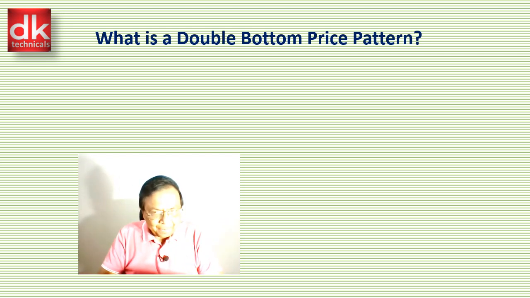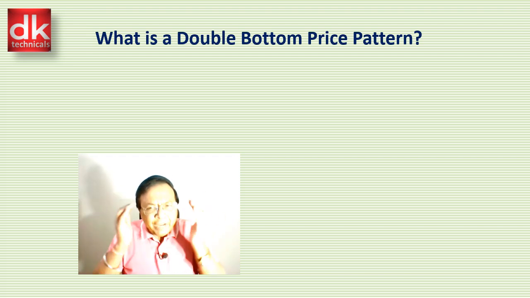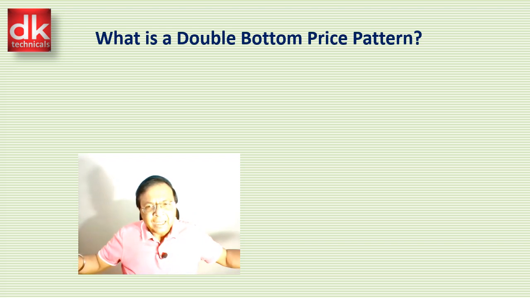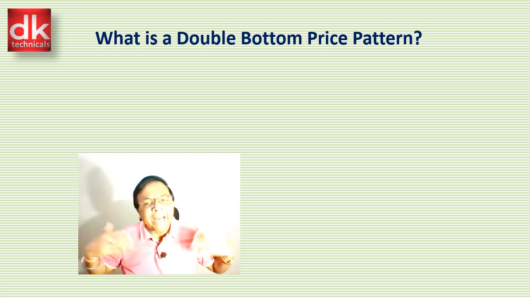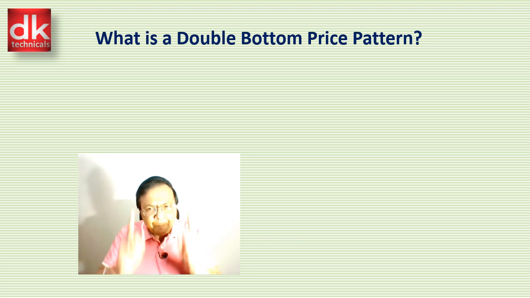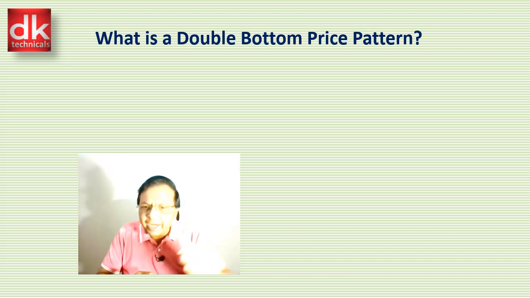This means there is an indication that whenever the market comes to this particular level, the buyers are interested in buying at that particular price. So friends, double bottom will appear in the accumulation zone after a downtrending market.